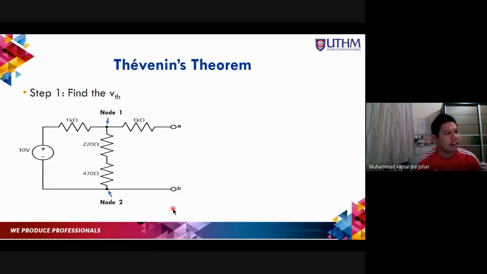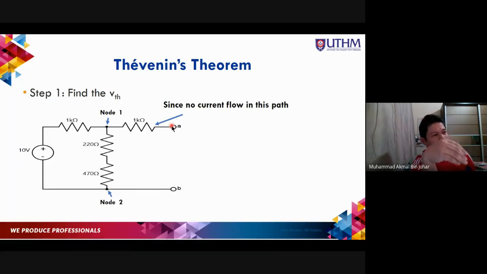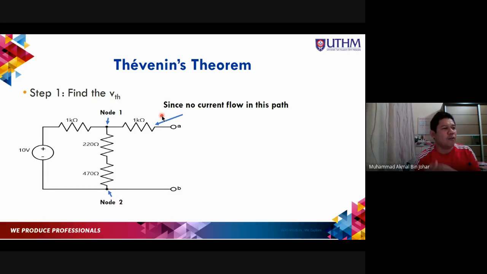So in this case, we need to identify what part the 1 kilo ohm resistor will play. Since A and B is an open circuit situation, that means the 1 kilo ohm here will have no current flow in this path. When there is no current flow, there is no voltage drop. So the 1 kilo ohm in this situation will not provide any voltage drop. Why is there no current flow? Because port AB is open circuit.